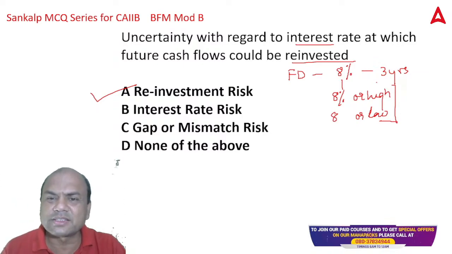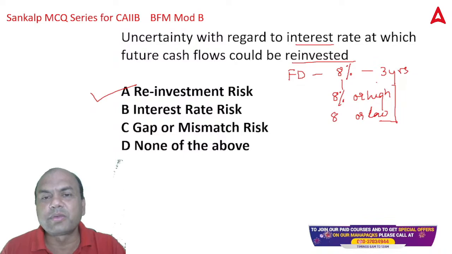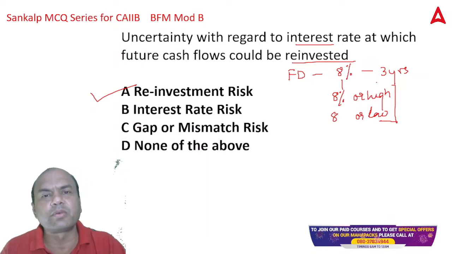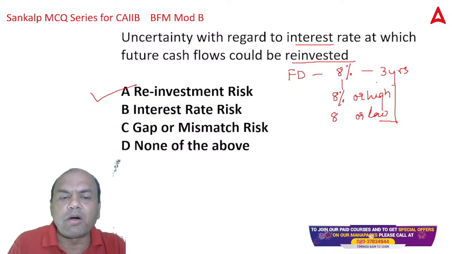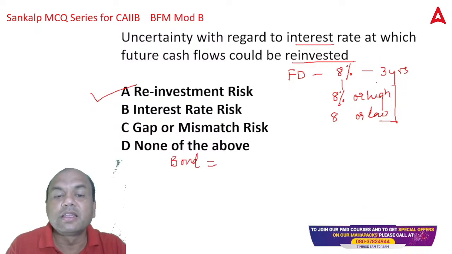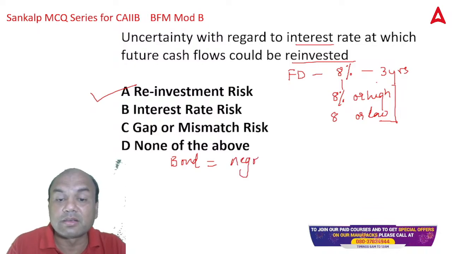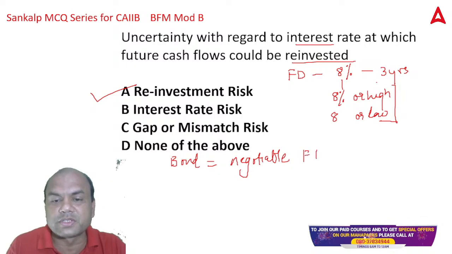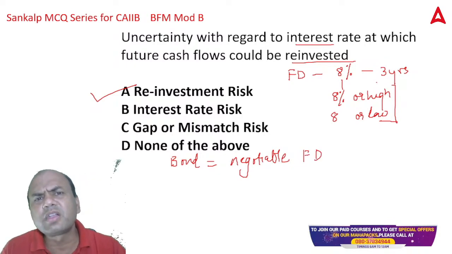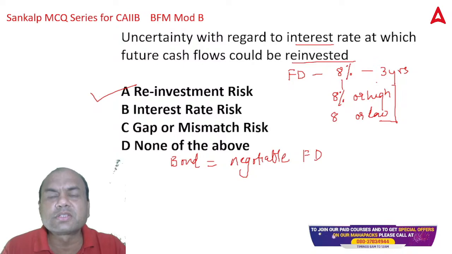See here, what is this FD? We are talking of BFM here. In BFM, remember, all your bonds are similar to FDs. Now tell me, what is the difference between bond and FD? The difference is not much. I'll give it to you simple: bond equals negotiable FD. Because FD is not negotiable. Now, what do you mean by negotiable?